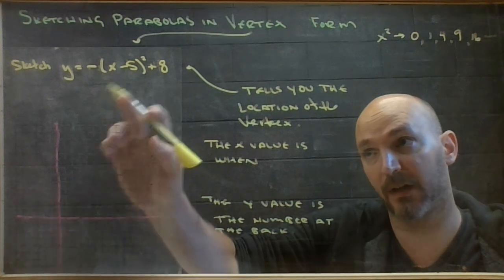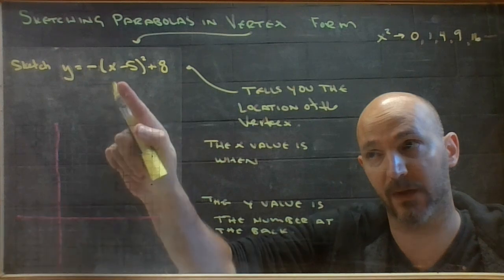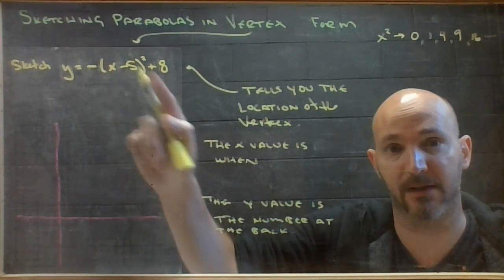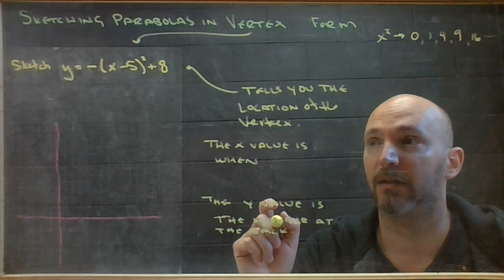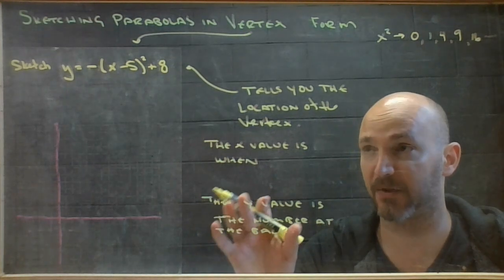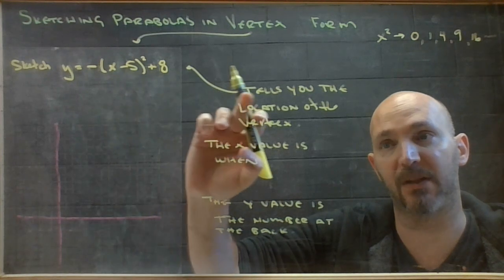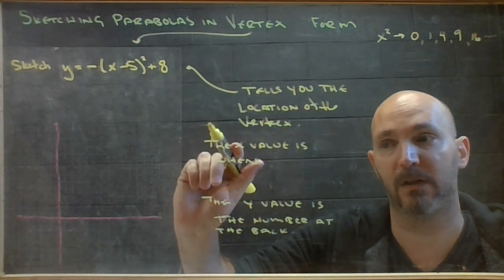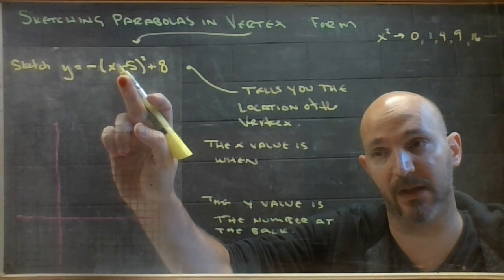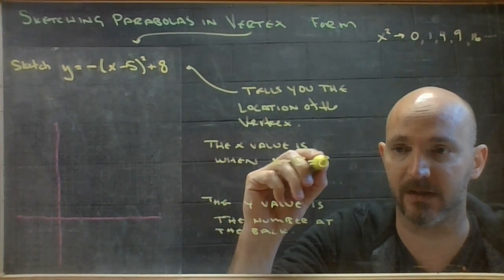Another example of a parabola in vertex form. Again, I can tell it's in vertex form because I have an x plus or minus a number inside of a square. And I apologize for repeating myself, I am just trying to hammer this point home. In this form, you have been told where the vertex is. The x value will happen when this argument here equals 0. So when x minus 5 equals 0.